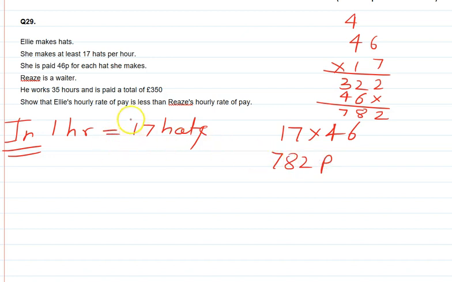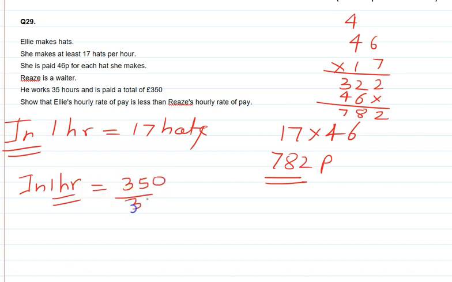So for 17 hats, she will get 782 pence. Okay. He is a waiter. He works 35 hours and is paid a total of 350 pound. So in 1 hour, how much will he get? So 350 divided by 35, that is 10 pound. He is getting 10 pound per hour.